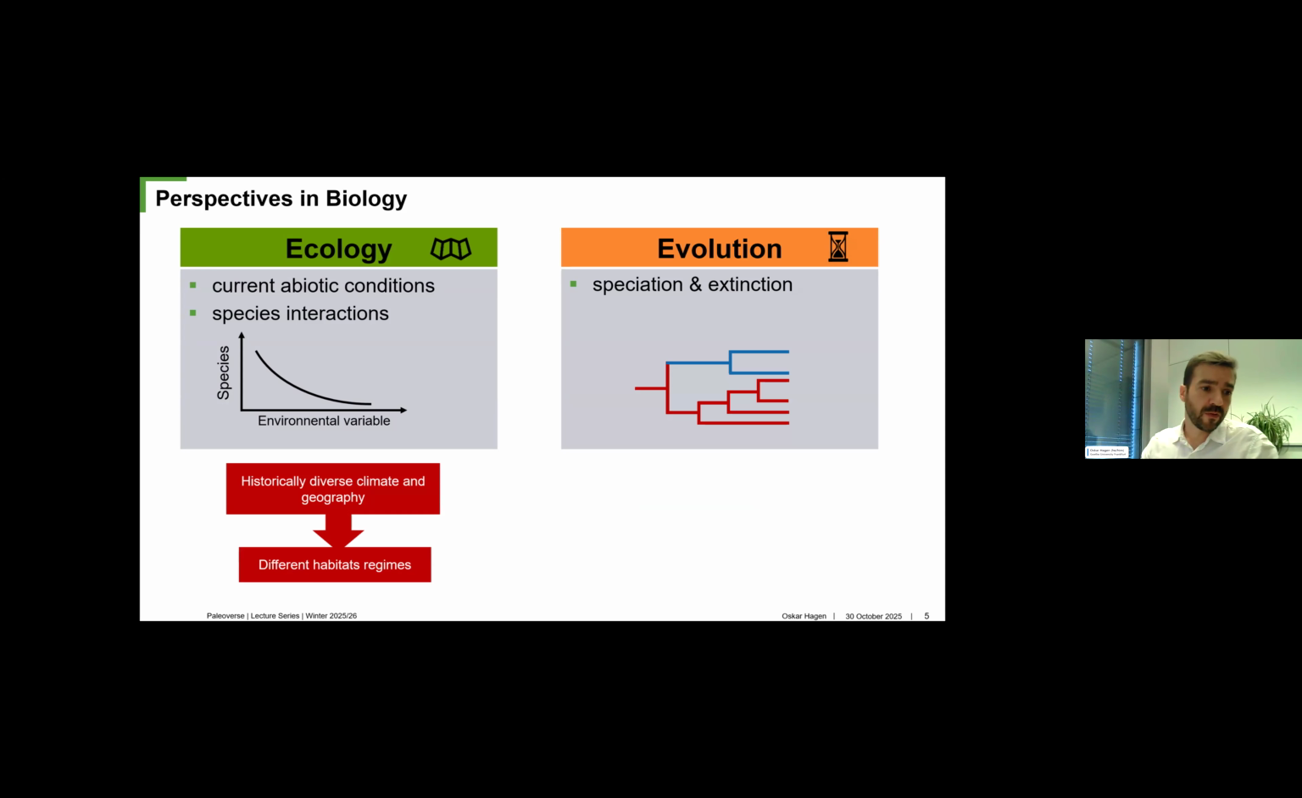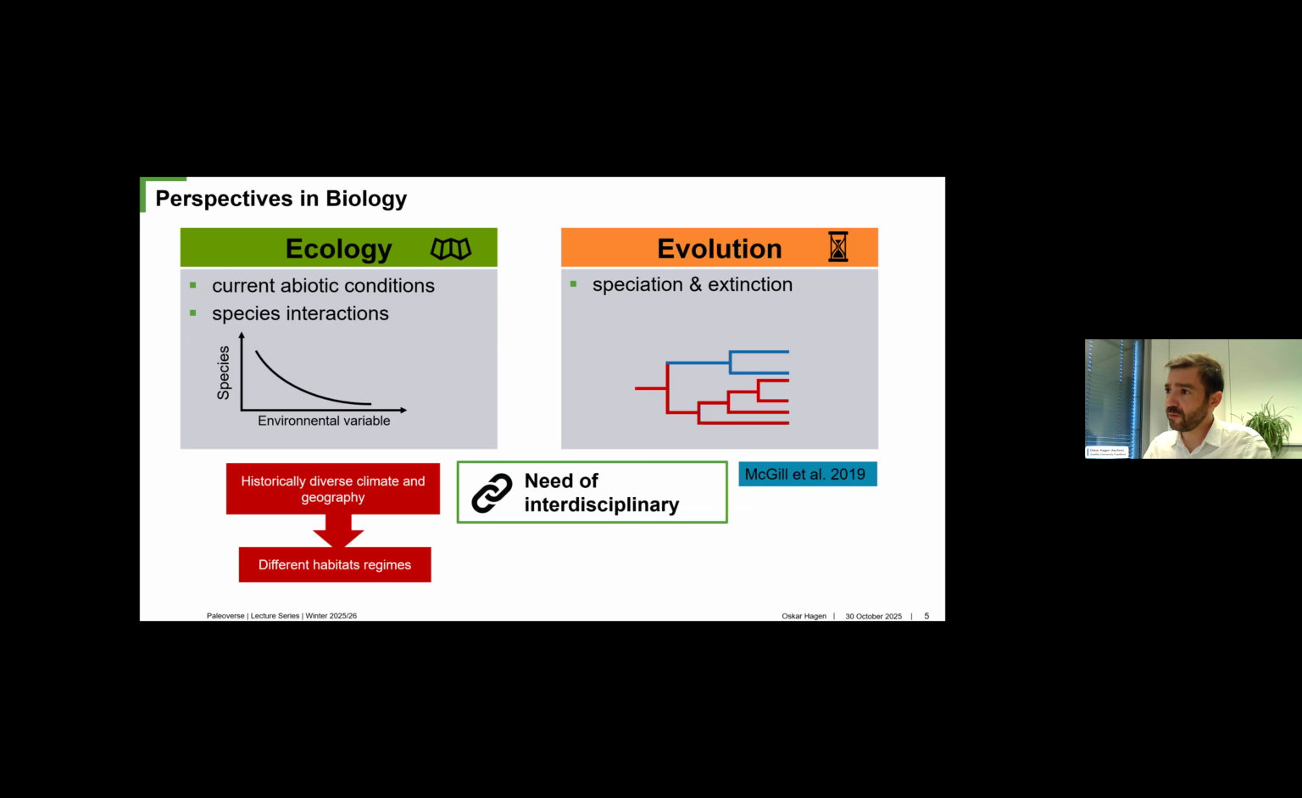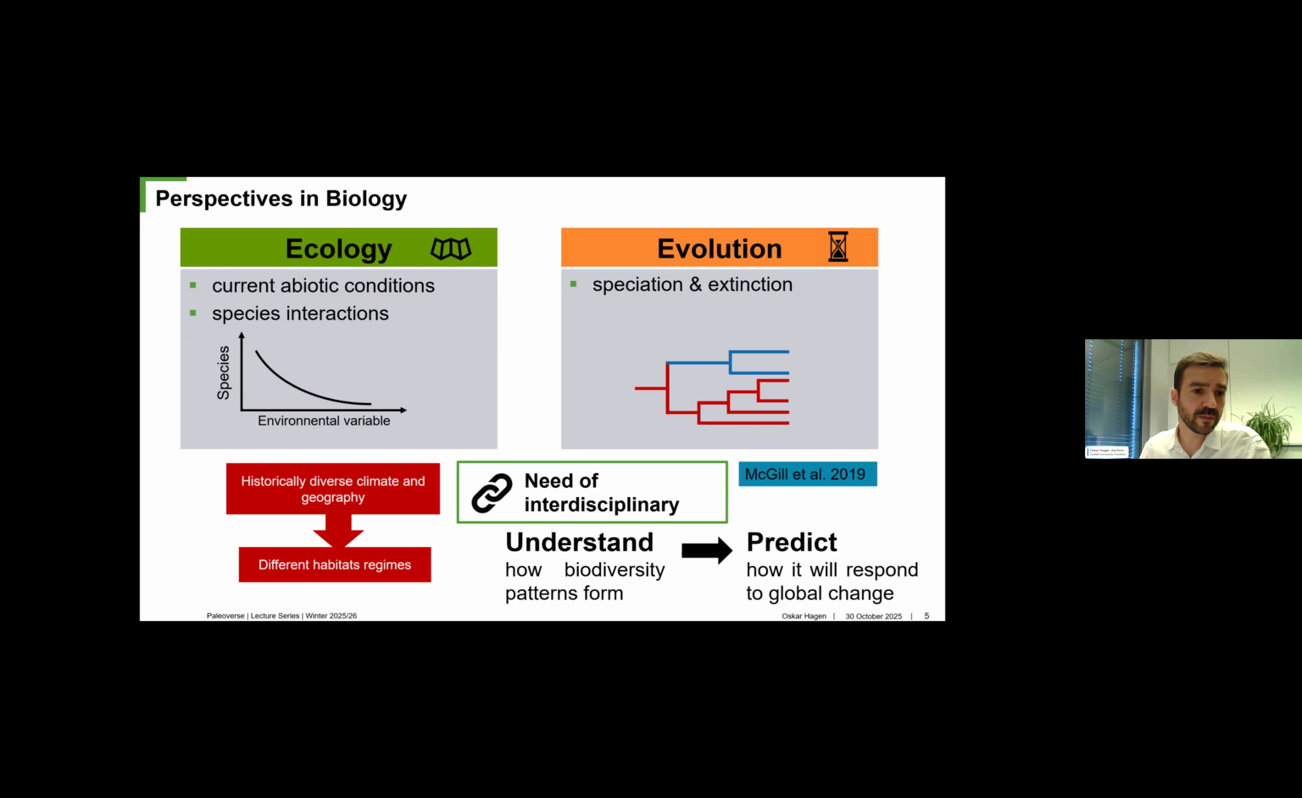And we know that on top of this, we have a very dynamic landscape, a scenario where historically diverse climate and geography lead to very different habitat regimes. So there is a very strong need for interdisciplinarity here so that we can understand how biodiversity patterns are formed, to ultimately predict how they will respond to global change. Although this predictive part is really a long-term goal and probably not that close.